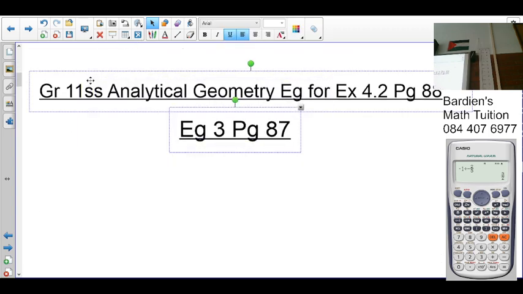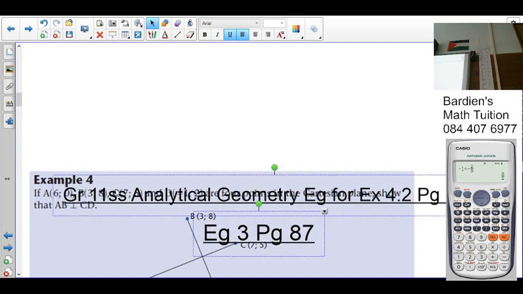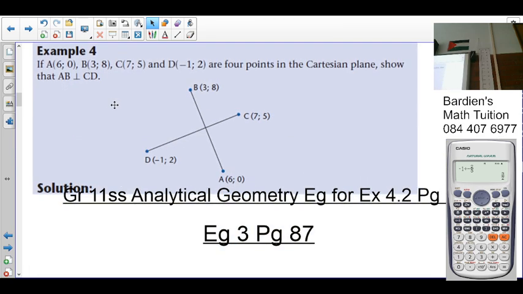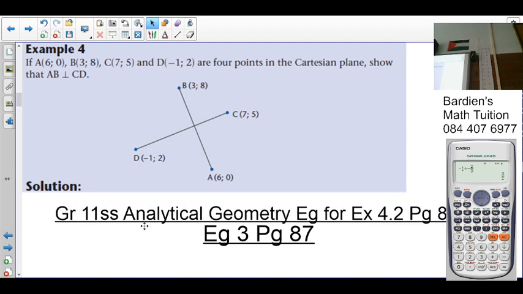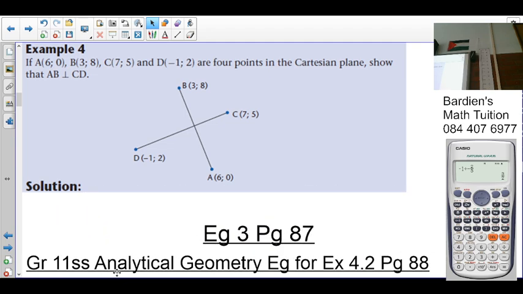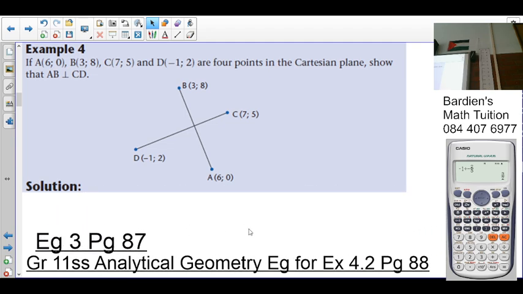Look at example 4. Example 4, we are told if A is 6 and 0, B is 3 and 8, C is 7 and 5, and D, which is negative 1 and 2, are 4 points of a thin plane. Show that AB is perpendicular to CD. So can I use the fact if I multiply it together it's minus 1? No. I must prove that it is minus 1. So this is a proof or show that question.